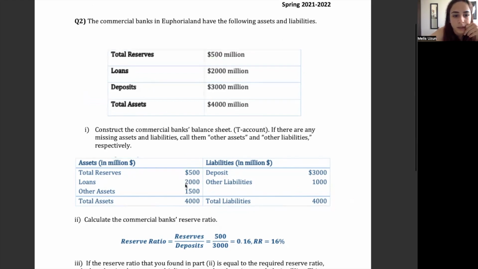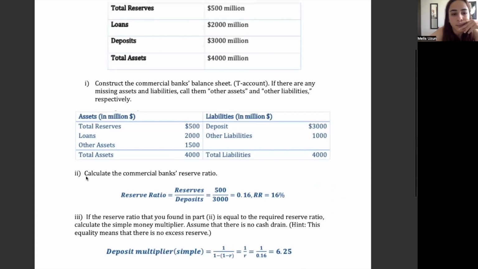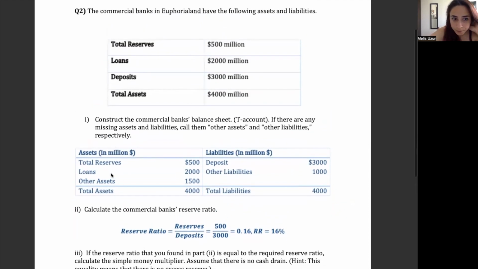So let's look at the second part. Calculate the commercial bank's reserve ratio. How do we calculate the reserve ratio? Reserve ratio is basically reserves divided by deposits. So total reserves was 500 million, and deposits was 3,000 million. If we divide them by each other, we will find 0.16, and it means 16%.